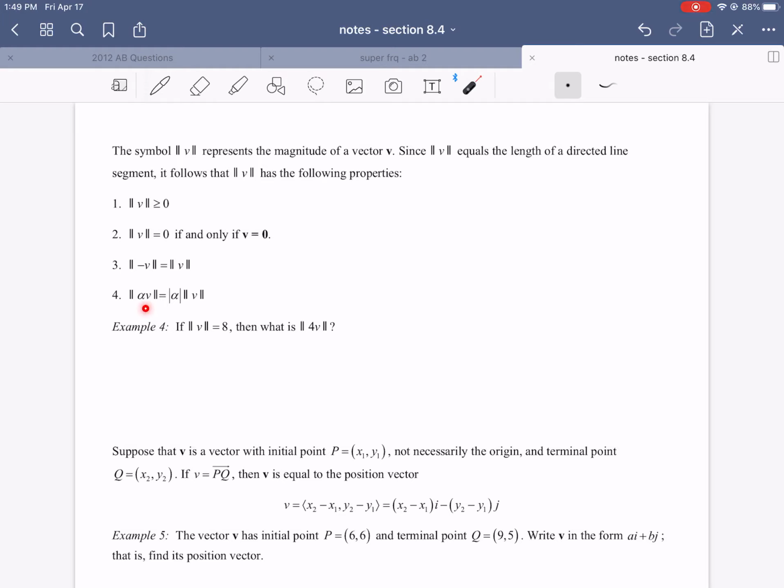And then if we take a vector and multiply it by some constant alpha, then the result is going to be the absolute value of alpha multiplied by the magnitude of v.